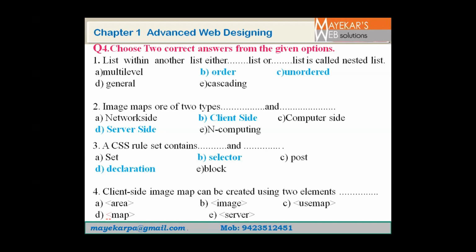So what are the different tags given in the option? First is the area is given, so it is valid. Image tag, no. Use map is not a tag. Map, yes, map is right answer. Server, no, server is not a tag. Okay, so here are two right answers, area and map. So here two right answer, that is area and map.